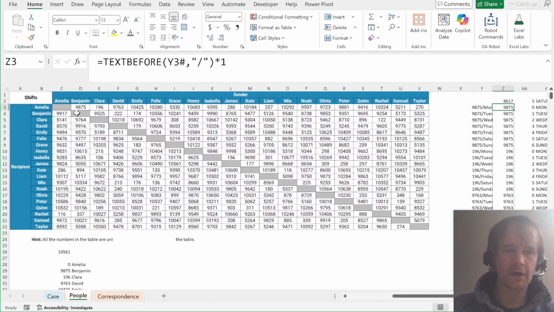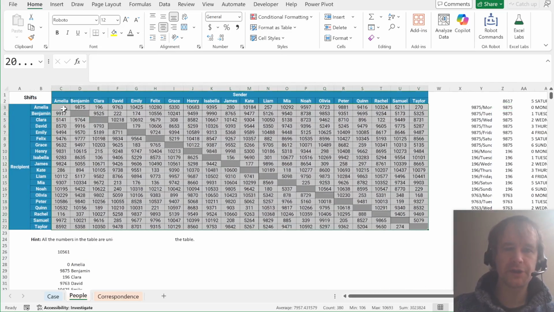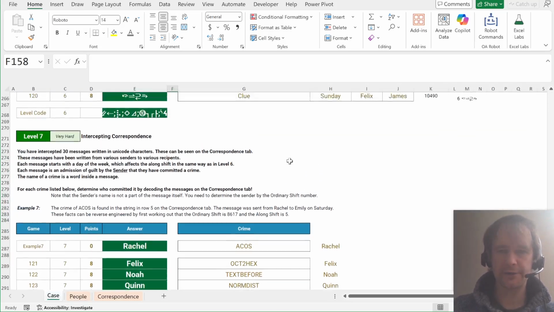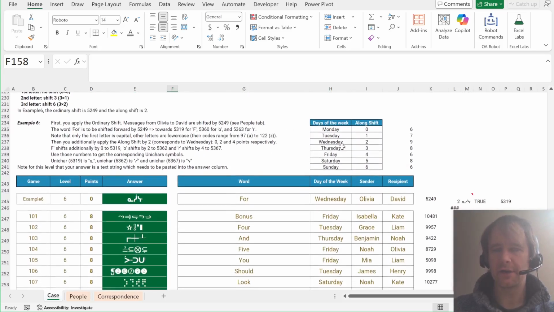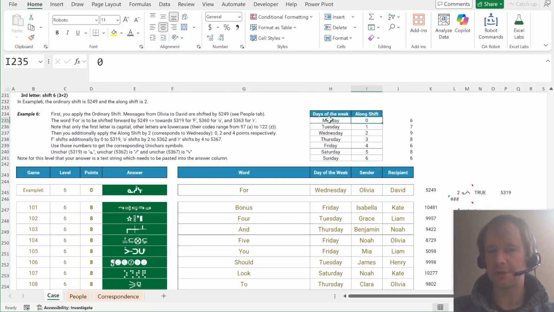So there's a grid of possible big shifts, as a function of who was the sender and who was the receiver. And then the along shift, the extra bit that adds for each character, is a function of the day of the week. So if they sent it on Monday, there's no along shift. If they sent it on Tuesday, there's an along shift of 1, 2, 3, 4, 5, 6, etc.